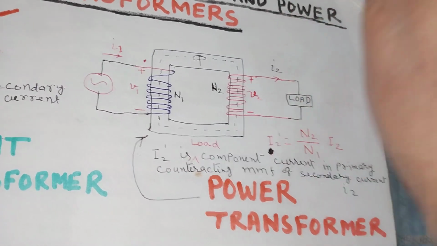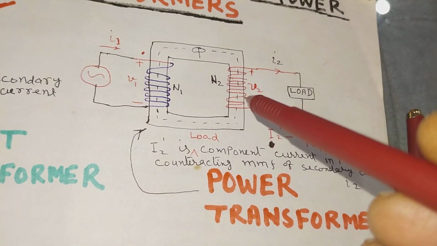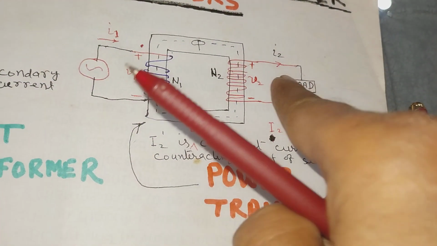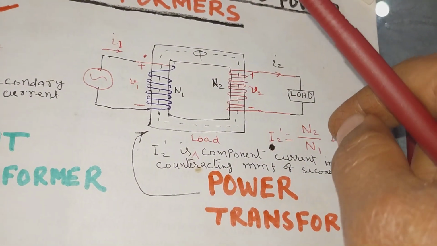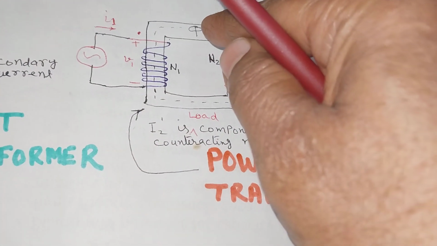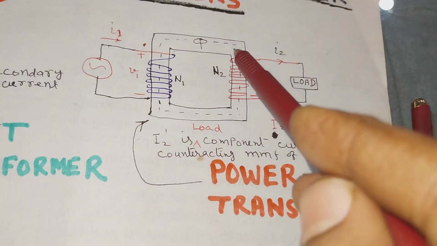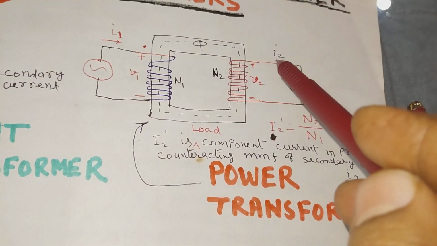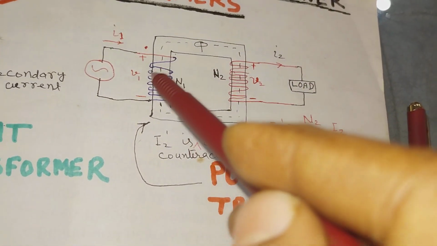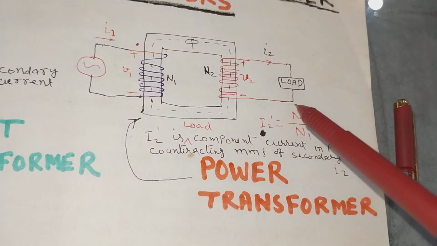When it is loaded, primary has number of turns N1, secondary has number of turns N2. When it is loaded, a current I2 will flow in the secondary, but simultaneously a current will flow in a direction to counteract this flux. Okay, Lenz's law, and the direction of current will be such that it counteracts this flux generated by the primary current I1. But what happens then?